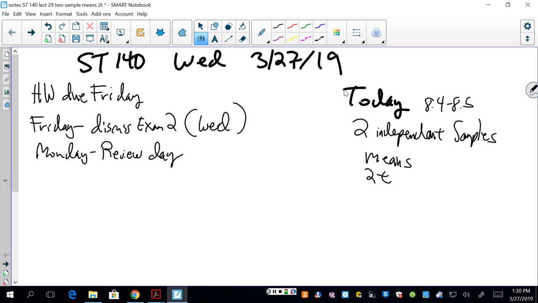So sometimes this gets referred to as methods for two independent samples. We're focusing on means. The two sample, we'll use a t-distribution. So I sometimes abbreviate some of the notes like 2t, two sample, which is using the t-distribution.